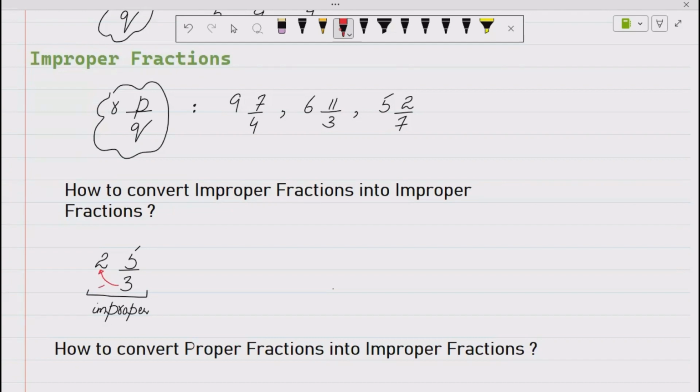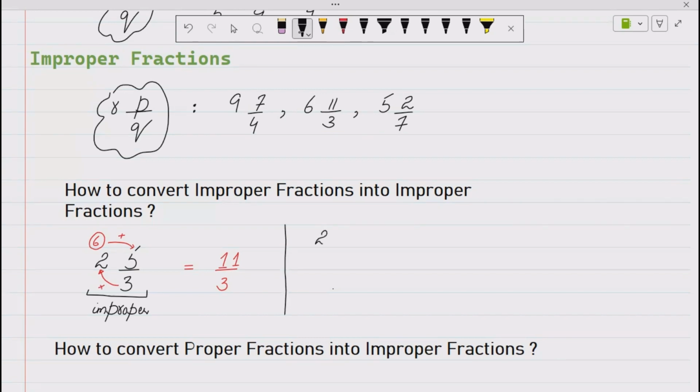That is, we multiply 3 by 2, so it gives us 6. Then whatever answer we got, we add it to the numerator, and hence 3 twos are 6, 6 plus 5 is 11, divided by 3 as it is. So the denominator we write as it is. Let's see another example.